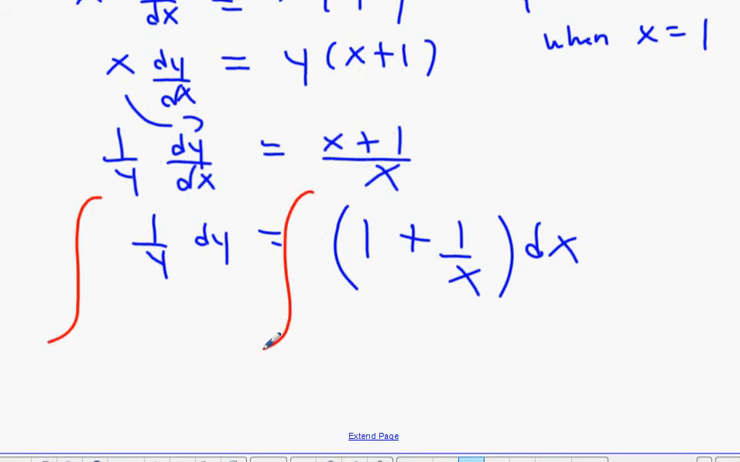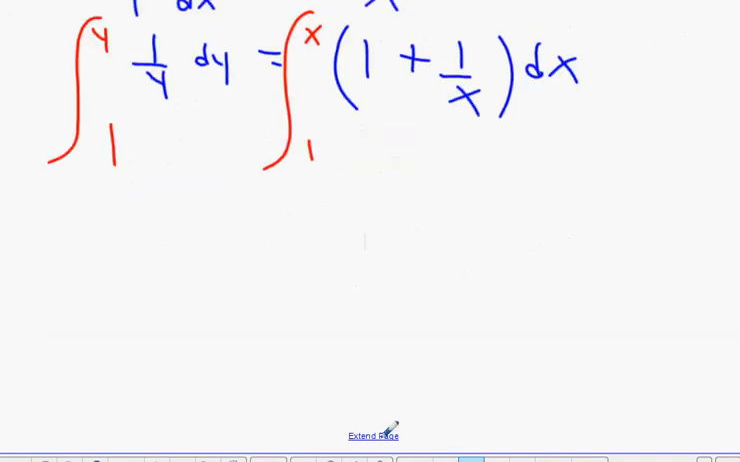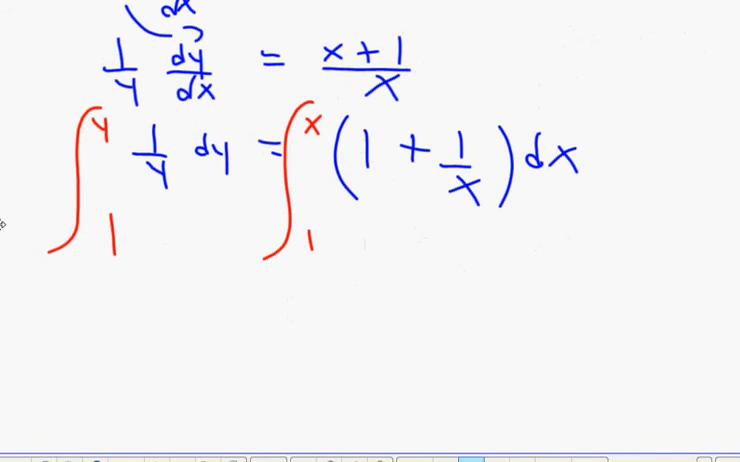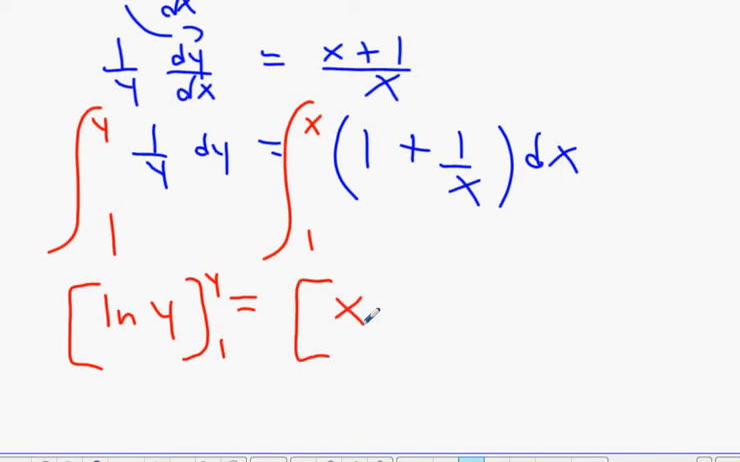What's the upper limit on this one? Upper limit? y. Bottom limit? 1, because it says when x equals 1, y equals 1. Integrate both sides. 1 over y dy gives ln y. Okay. Integrate 1, sorry. When you integrate 1, you get x. When you integrate 1 over x, you get ln x, okay, and you have that from x to 1.